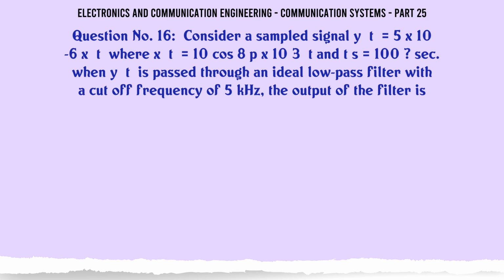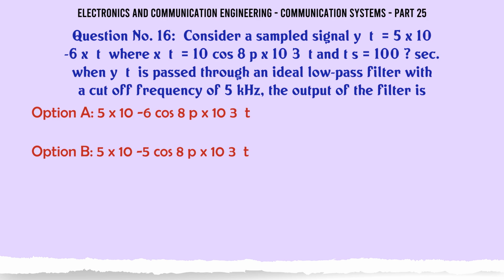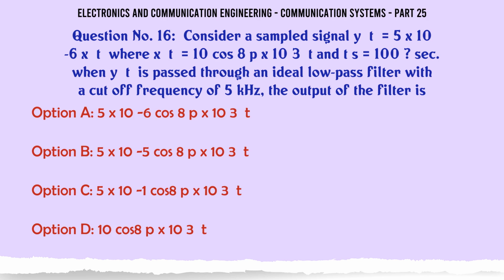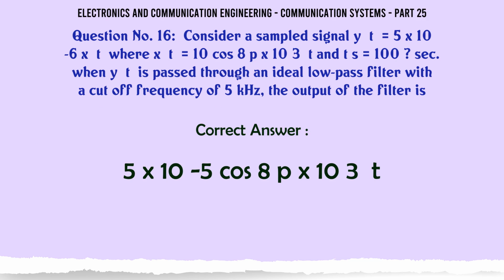Consider a sampled signal y(t) = 5x10^6 x(t), where x(t) = 10 cos(8π x10^3 t), and Ts = 100 µs. When y(t) is passed through an ideal low-pass filter with a cut-off frequency of 5 kHz, the output of the filter is A. 5x10^6 cos(8π x10^3 t). B. 5x10^5 cos(8π x10^3 t). C. 5x10^1 cos(8π x10^3 t). D. 10 cos(8π x10^3 t). The correct answer is 5x10^5 cos(8π x10^3 t).